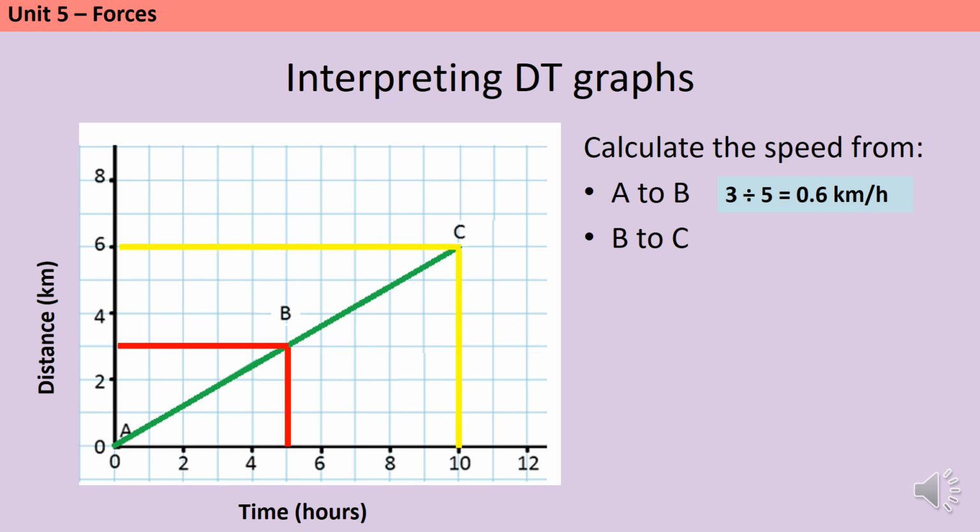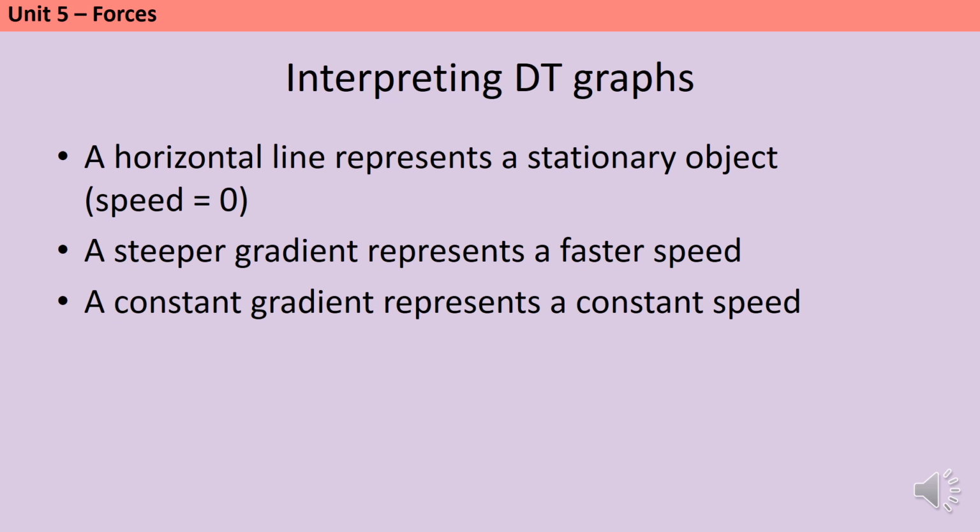If I then look at the trajectory from B until C, I've still got a difference in distance of 3 kilometres from 3 up to 6, and I've still got a difference in time of 5 hours from 5 up to 10. So my speed is still 0.6 kilometres per hour. What this tells me is that as long as my gradient remains consistent, the slope of the graph, then my speed also remains consistent. So now I know 3 things about DT graphs. A horizontal line represents a stationary object, a steeper gradient represents a faster speed, and as long as the gradient doesn't change, nor does the speed.